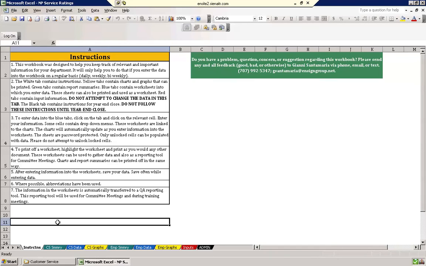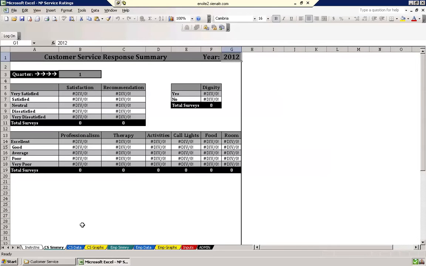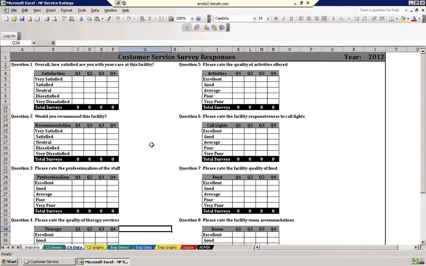So the white tab is instructions. The next tab is a green tab. That's a summary sheet that summarizes all of the information that's in the blue tabs. So in the blue tabs we have these little grids, these little tables here with the questions. The questions are exactly the same as those that Michael Munson asks, and the data here is the exact data that the administrators receive. They actually receive it in a format that's very similar to this.